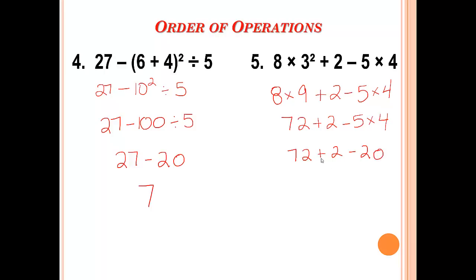All I have left would be the addition and subtraction, so on my last step, I'm going to do addition and subtraction from left to right. So 72 plus 2 would be 74. So I have 74 minus 20. And now I can solve 74 minus 20, and I get 54.